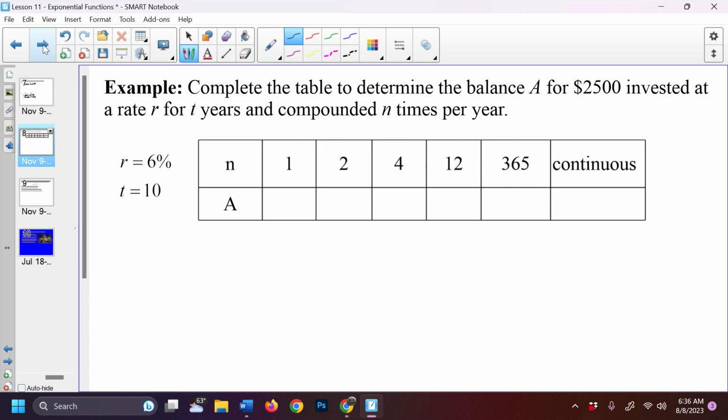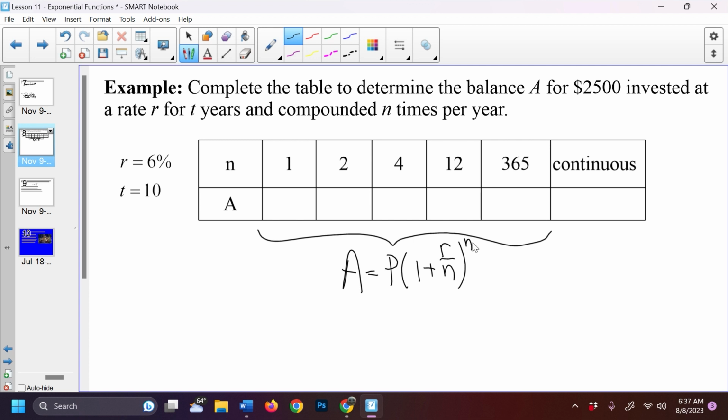Next, complete the table to determine the balance A for $2,500 invested at a rate of r for t years, compounded n times per year. And here they say that r is 6% and t is 10 years. For these first 5 values, I am going to use A equals P times 1 plus r all over n, to the nt. And then for the continuous growth, I'm going to use that continuous growth function A equals Pe to the rt.